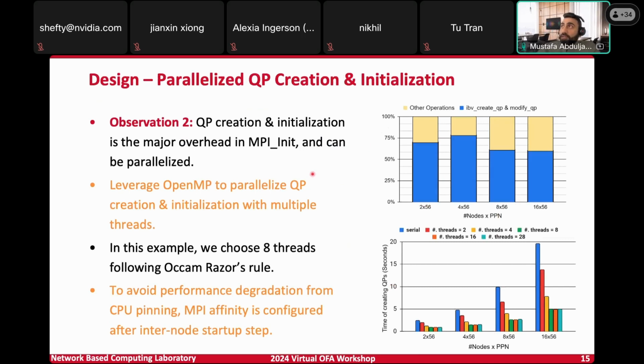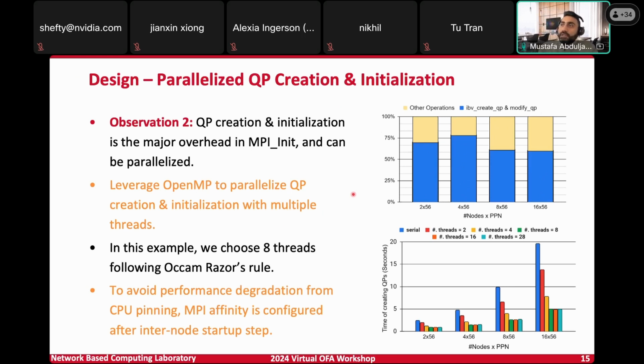Another observation is that the QP creation initialization is a major overhead for MPI initialization time. And this process is potentially and inherently parallelizable. So if we look at the figure on the right, we see that the IBV create and modify QPs constitute at least 60%, going from 2 nodes all the way to 16 nodes with full subscription. In order for us to reduce this time, we have used OpenMP to parallelize this particular part of the QP creation. So we query the HCA in a parallel fashion with multiple threads.